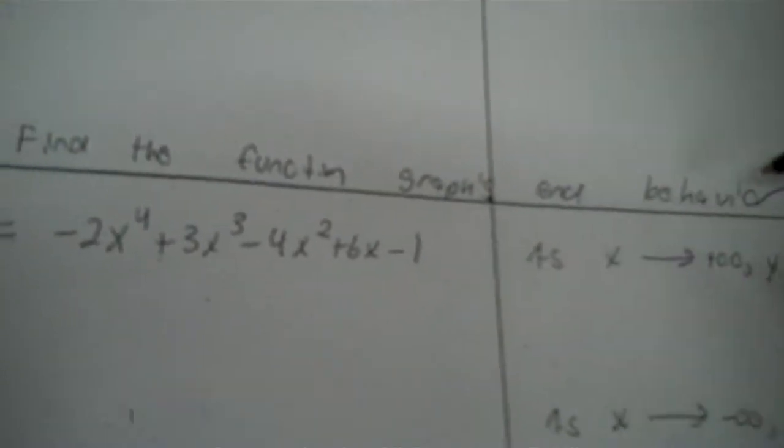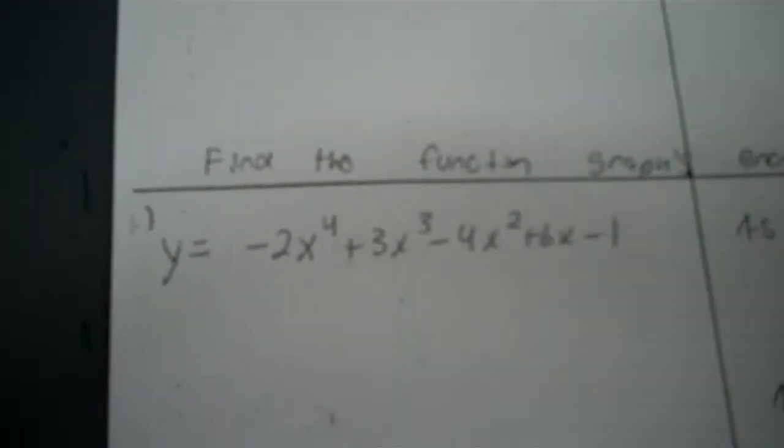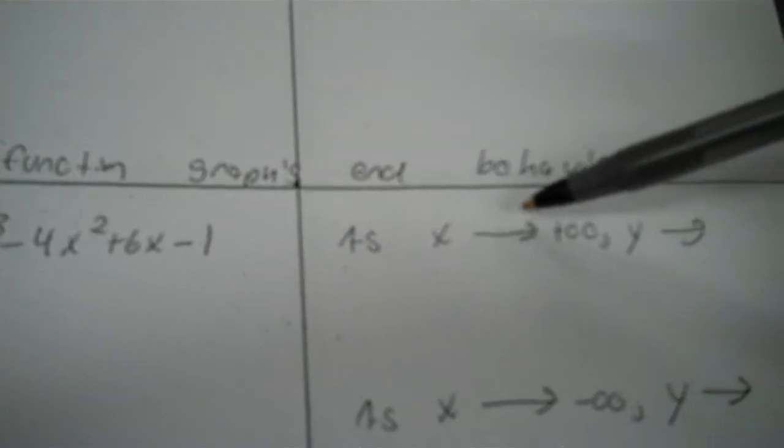Review polynomial functions and equations. Find the function graph's end behavior. You see this big equation here, and it says as x approaches positive infinity, what happens to y? Y is basically the graph, okay? So that means if I graph this, if I made a table with a bunch of stuff, plugged it in for x, I'd get a bunch of random points.